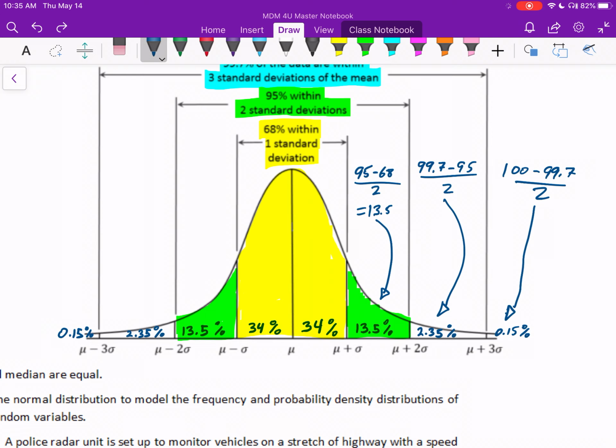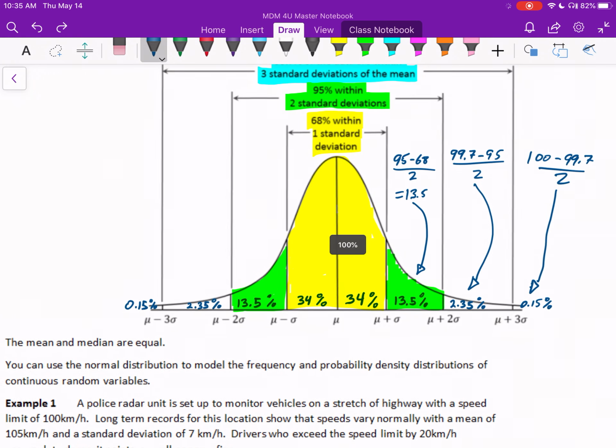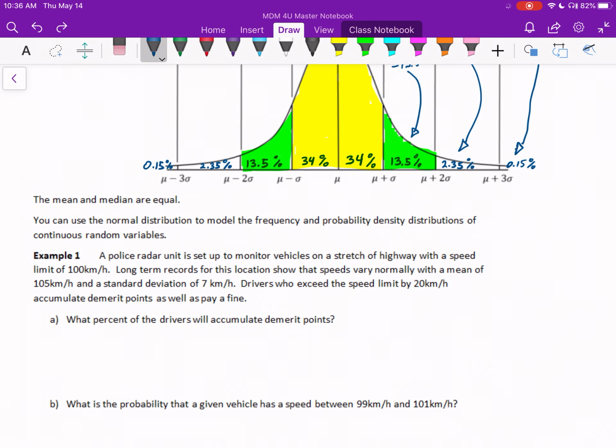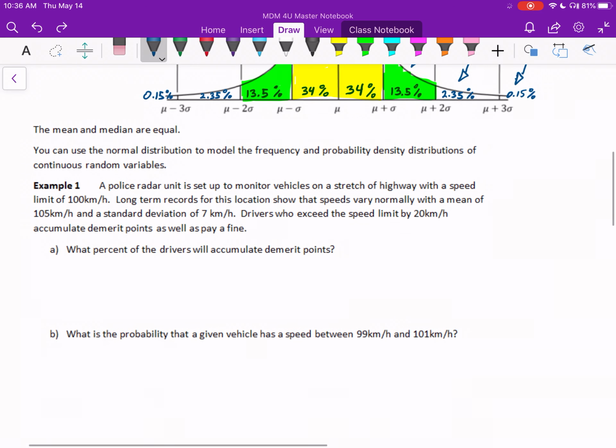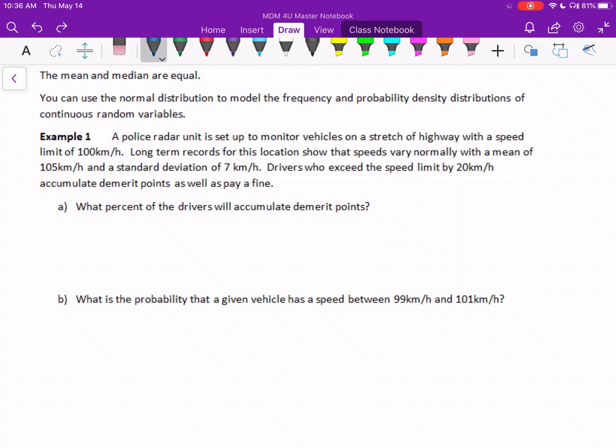We should also remember that the mean and the median are equal. We should also remember that, as we learned in the last lesson, we can use the normal distribution to model the frequency and population density distributions of continuous random variables. So all we've got now are, I think, 3 examples where we're going to put this to use to solve some problems.